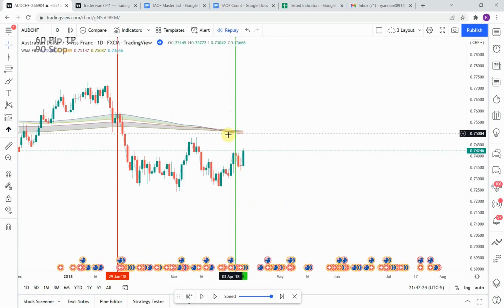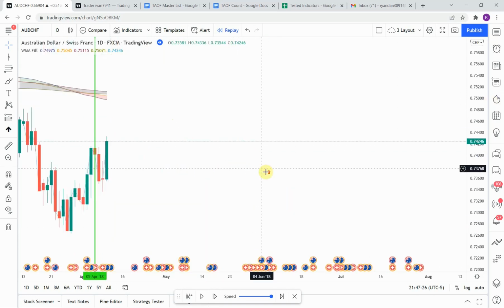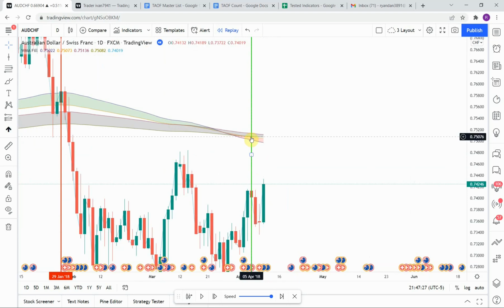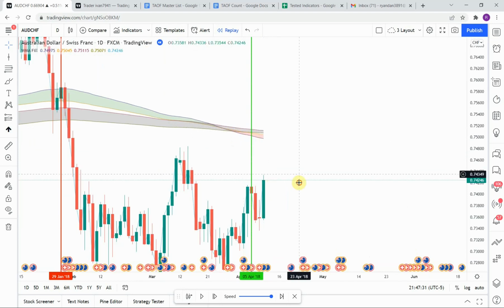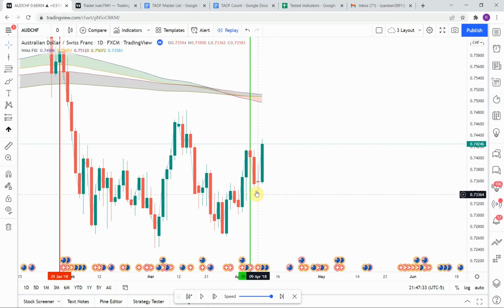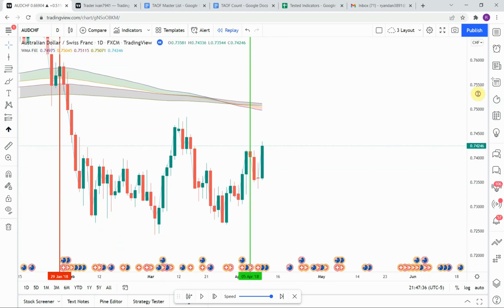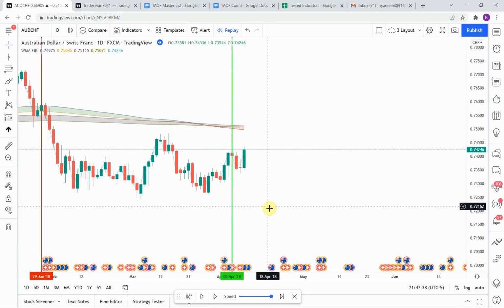Over here on this side, we get the break, the cloud break here below the faster one, below the slower one. And we were able to squeeze out take profit right here on this little move here before price started to push to the upside there.